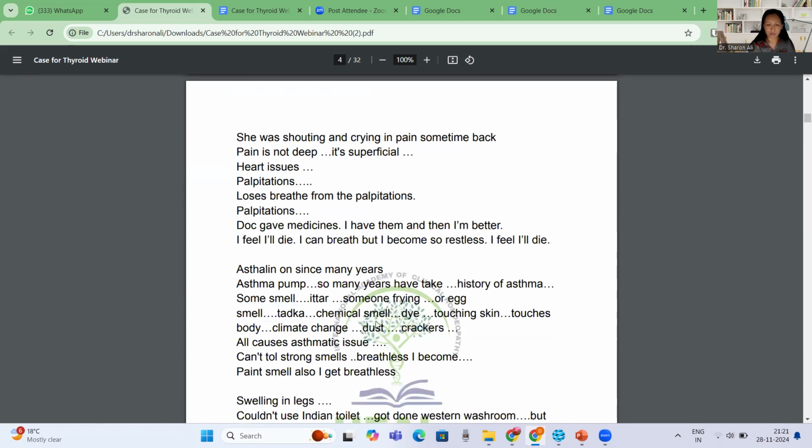History of asthma. She can't take the smell of the ether, the perfume, if someone is frying something, or egg, or chemical dye for dyeing the hair. She can't take the smell of all that. She can't tolerate climate change, dust, crackers. Everything causes asthma. Okay. And she becomes breathless. Paint smell also, she gets breathless.